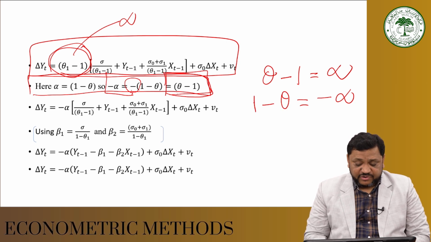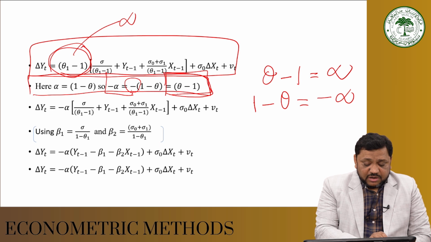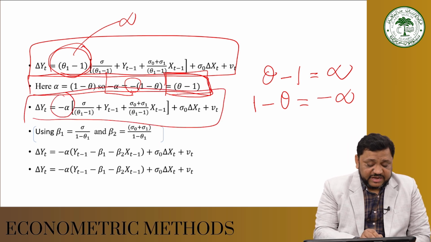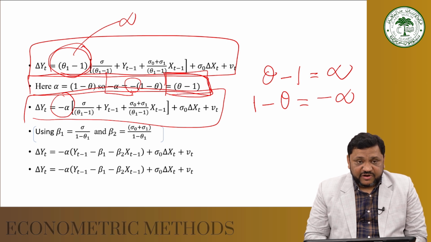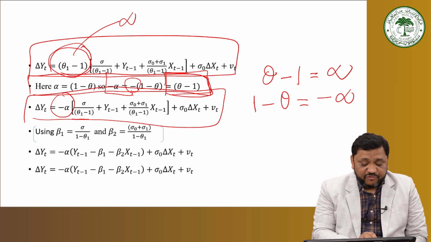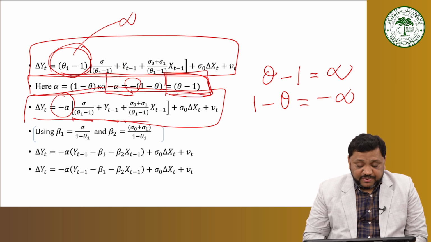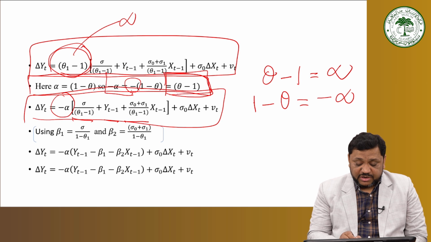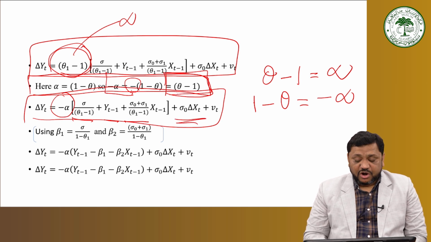So once we have defined this, then we can write the next equation with a minus sign over here: minus alpha multiplied by, within brackets, sigma divided by 1 minus theta, plus y t minus 1, plus sigma naught plus sigma 1 divided by 1 minus theta, x t minus 1, plus sigma naught delta x t plus v t.